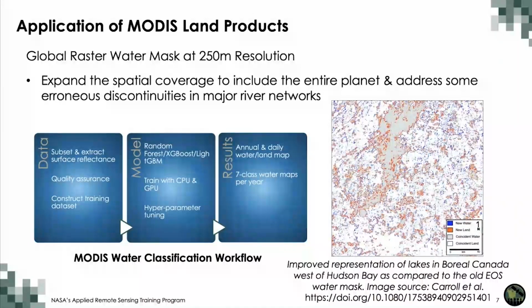On the right-hand side, you can see our product compared with other products generated with the traditional method. They are slightly different. We have a different label on water or land pixels.